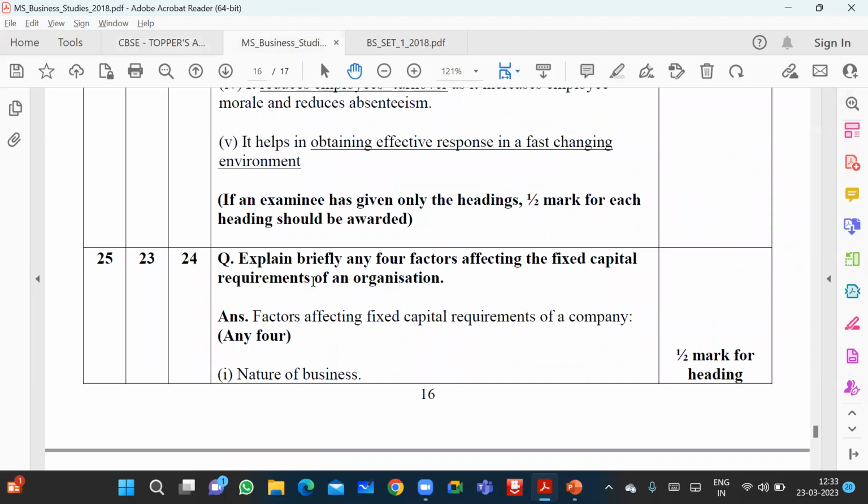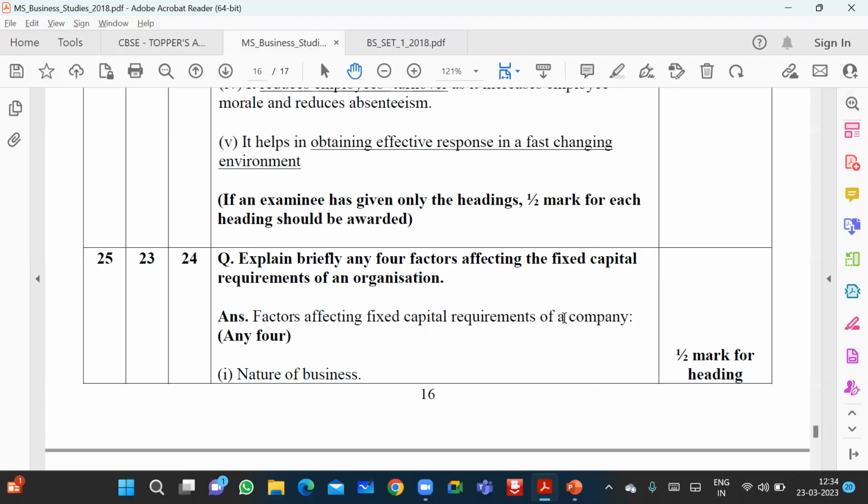Explain briefly any 4 factors affecting the fixed capital requirement. So the question is for 6 marks and only 4 factors have been asked. It means one factor will carry 1.5 marks. So half a mark will be for writing the heading and 1 mark will be for the explanation. The explanation of one point should be in about 50 words, because this question was 6 marks.